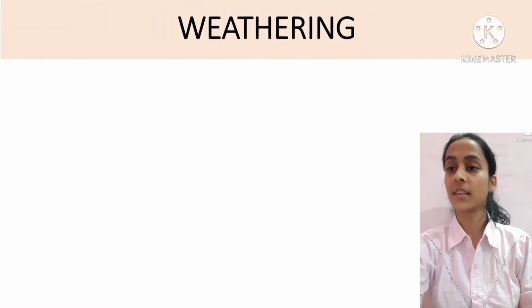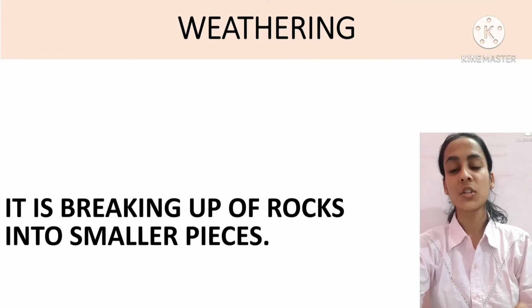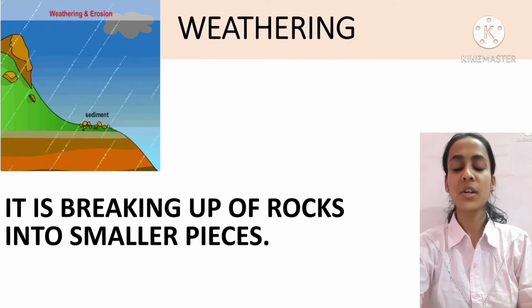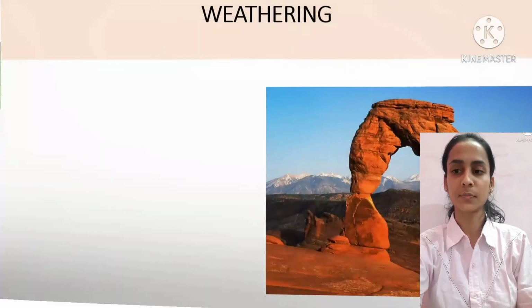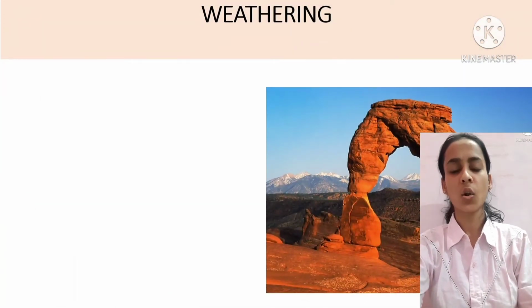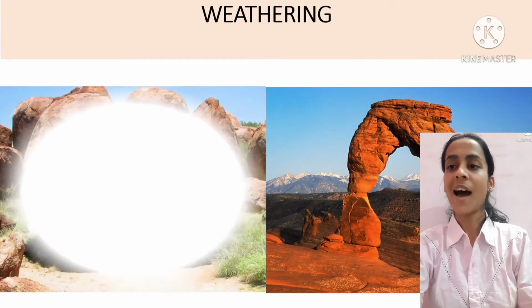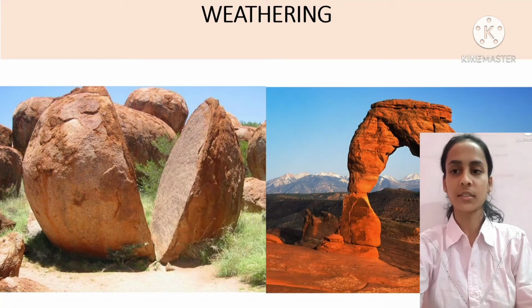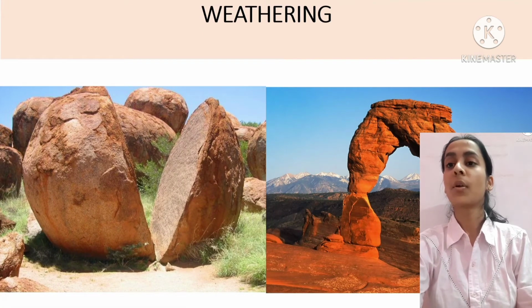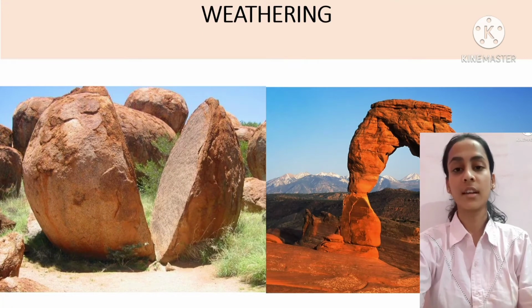The first one is weathering. It is the process of breaking up of larger rocks into smaller pieces that eventually get reformed into sedimentary rocks. Weathering can take place in a lot of ways, such as by wind, water, ice, gravity, or any other forces. These are examples of structures resulting from weathering.